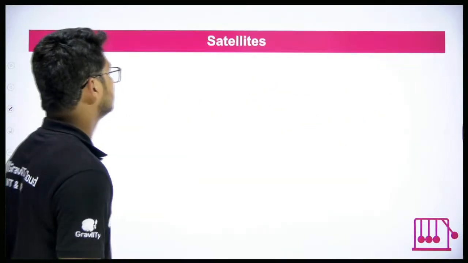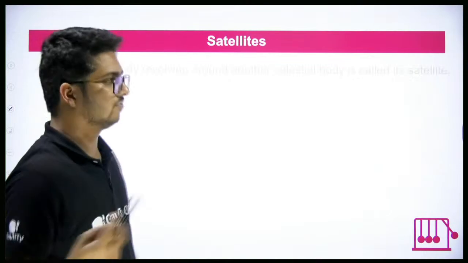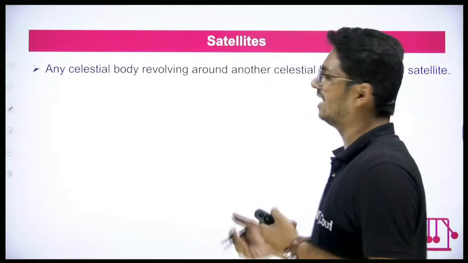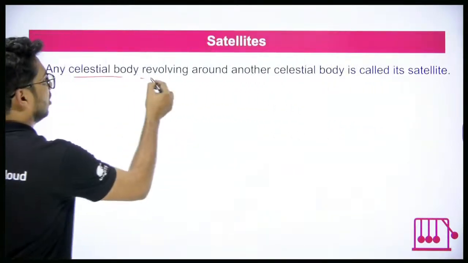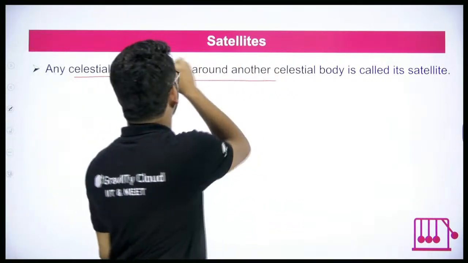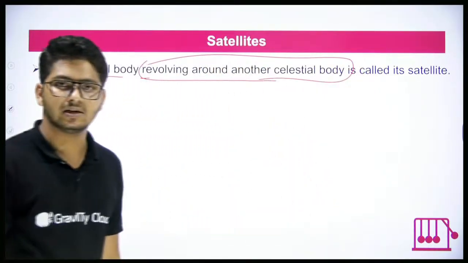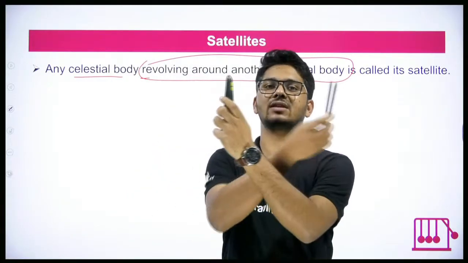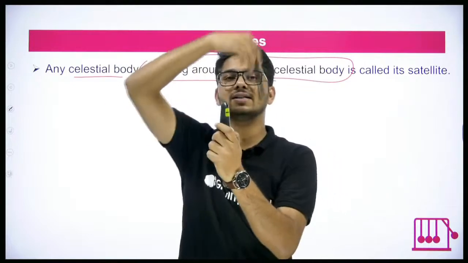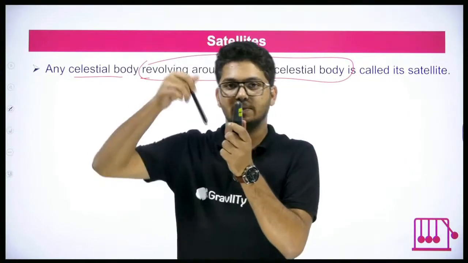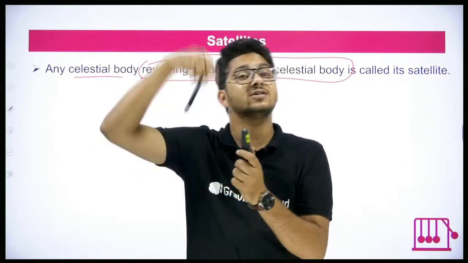Good. That's the planets. Then obviously there is another type of celestial object, celestial body called a satellite. It's a general name. What does satellite mean? Any celestial body, or you can say heavenly body, revolving around another celestial body is called a satellite. For example, there is a remote. There is the pen. Let's say the pen is revolving around the remote. Then the pen is a satellite of the remote. Simple.